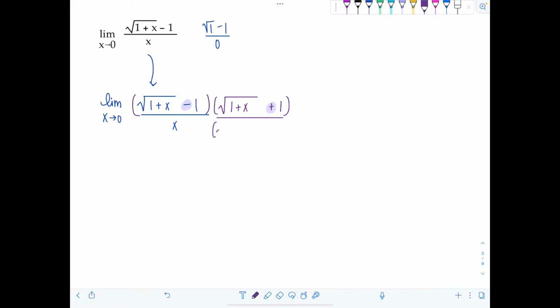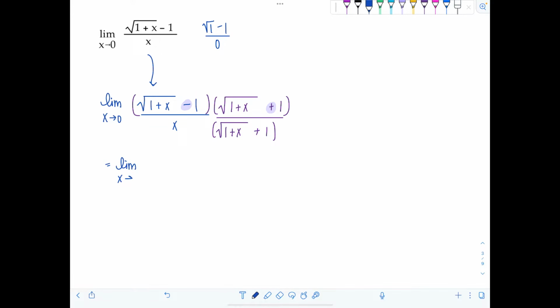Good. And then you have to do the same thing in the denominator. Okay, don't forget. You can't just willy-nilly go multiplying by rad 1 plus x plus 1. No, then you're changing things, right? Same thing in the top and bottom. Okay, let's see where we're at now.